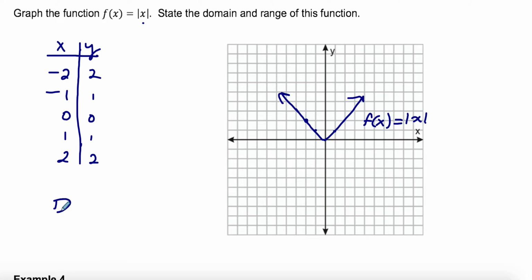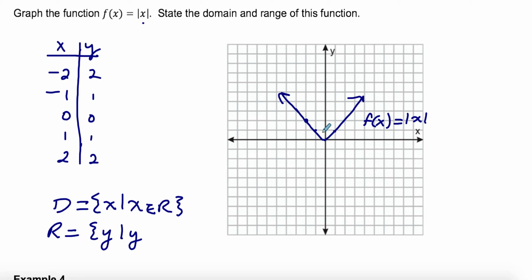The domain is the set of x such that x is an element of all real numbers, because just like a parabola, we're going to go all the way to the left and all the way to the right. So the domain is always going to be written that way. The range for an absolute value function, in this case, the set of y such that y is anything greater than or equal to 0, because it only is facing up. And y is an element of all real numbers.